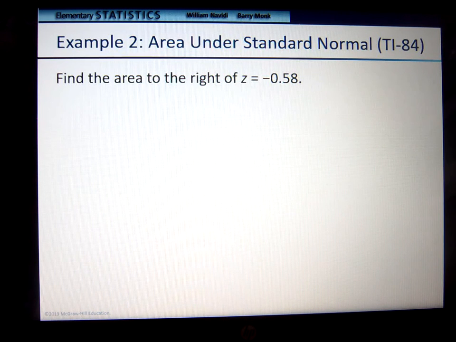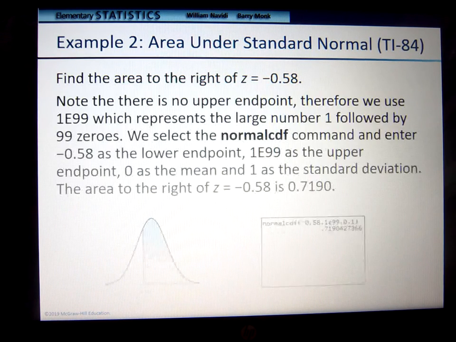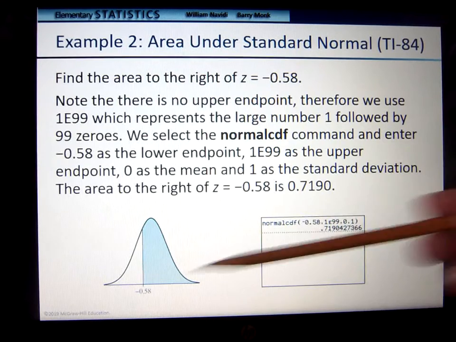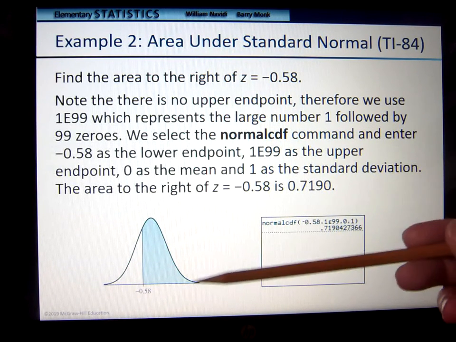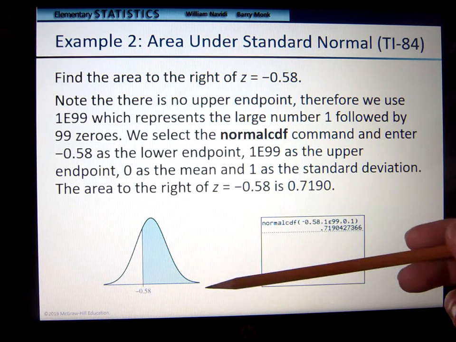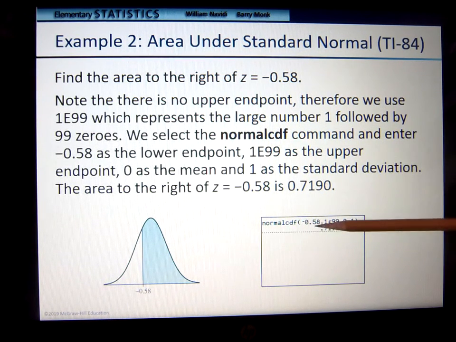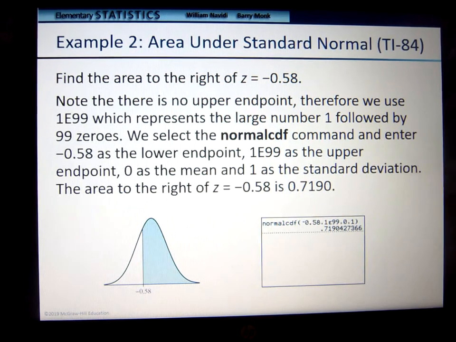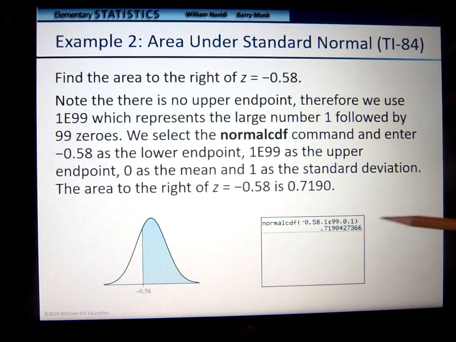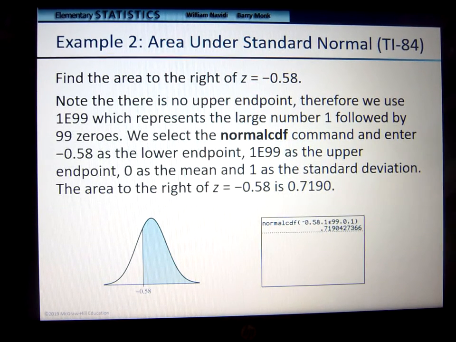Finding the area to the right of -0.58 again. If I'm going to look to the right, my lower value is -0.58. My upper value is 1 with 99 zeros after it. Again, mean and standard deviation are the same, and I will get my 0.7190427366, which again we would probably round to 4 places past the decimal.